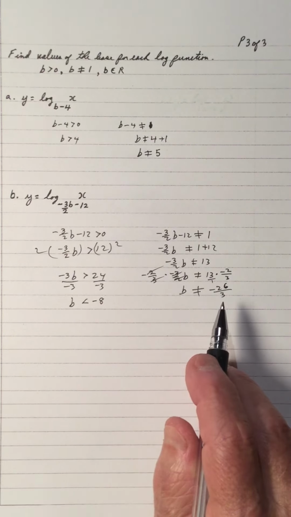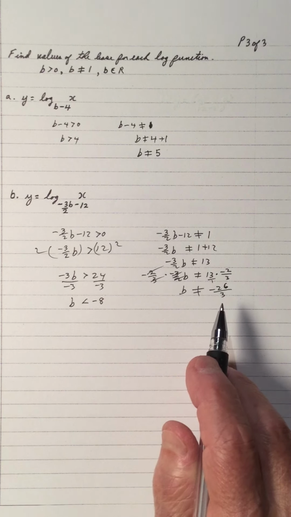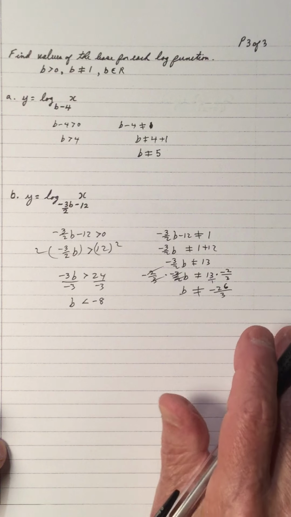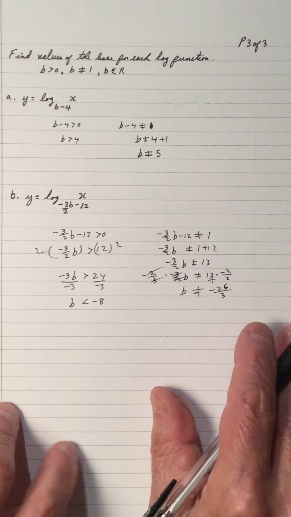So remember, the range of a log function is the reals. The domain has to be greater than 0. The asymptote is equal to the value of x that's to the right of the log. And the base has to be greater than 0 and not 1.